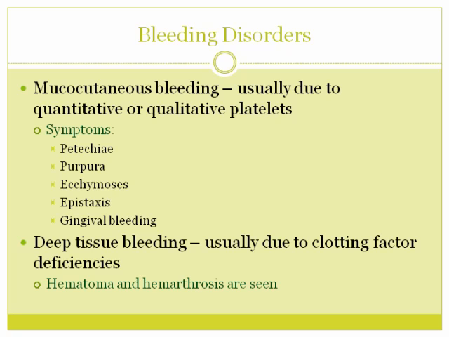And this is usually due to a problem with the platelets. Either it's a quantitative problem in which we don't have enough, or it's a qualitative problem, meaning the platelets aren't functioning right. So symptoms of cutaneous bleeding would be petechiae, purpura, ecchymoses, epistaxis, and gingival bleeding. And I know I probably didn't say it right. Deep tissue bleeding is usually due to a clotting factor deficiency. So that would be one of our hemophilias, for example, in which we're missing a coagulation factor.